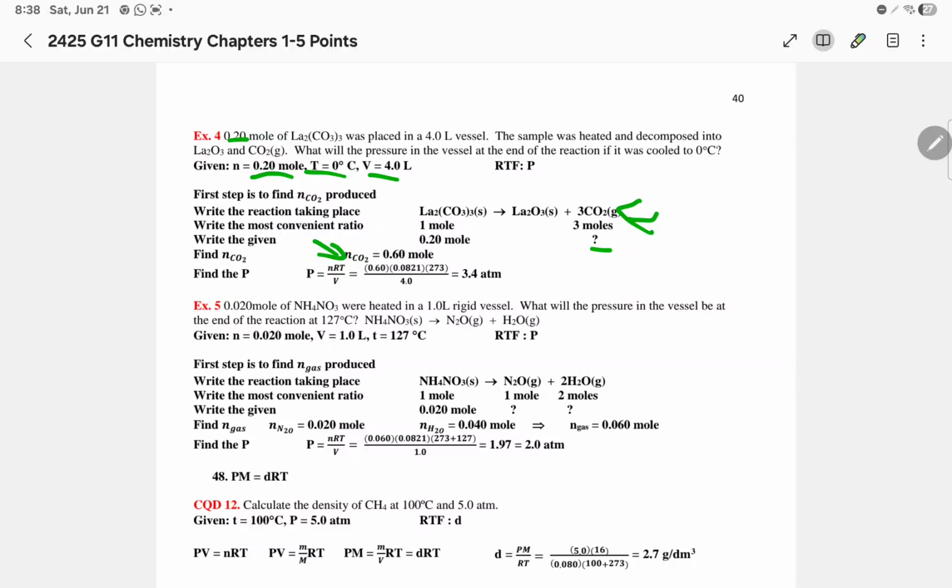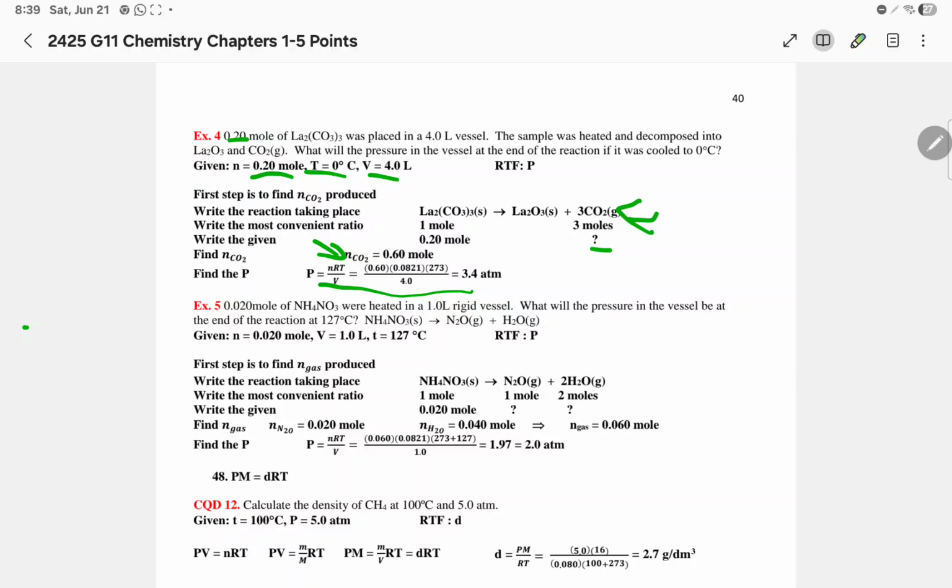By the way, you're going to ask, why didn't we find the pressure or molar mass of this? It's a solid. You can't find the pressure of solids. So the only gas here is 3CO2. That's why we find the moles of CO2, my bad. So now you do the exact same thing. P equals nRT over V. You get 3.4.